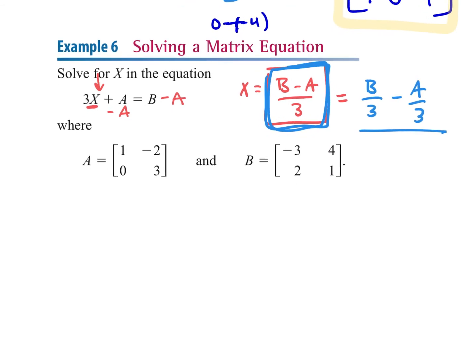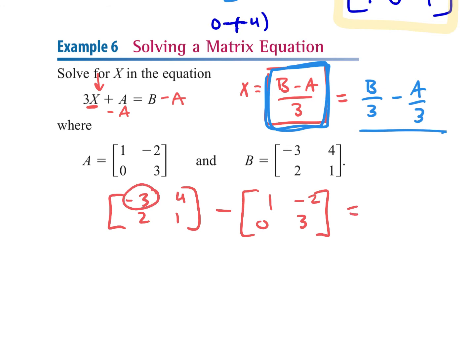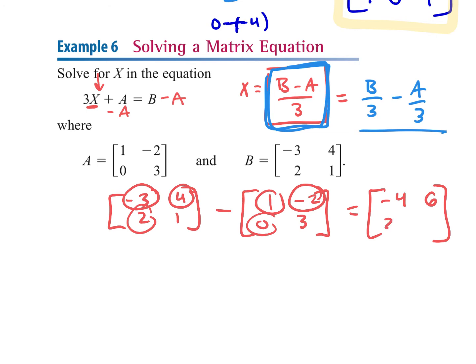So we have B minus A. Careful with the order, because here you may think that since A is written first, you subtract it that way, but it's B minus A. So B is [negative 3, 4, 2, 1], minus A, which is [1, negative 2, 0, 3]. So when we subtract these, negative 3 minus 1 is what? Negative 4. 4 minus negative 2, 6. 2 minus 0, 2. And 1 minus 3, negative 2.